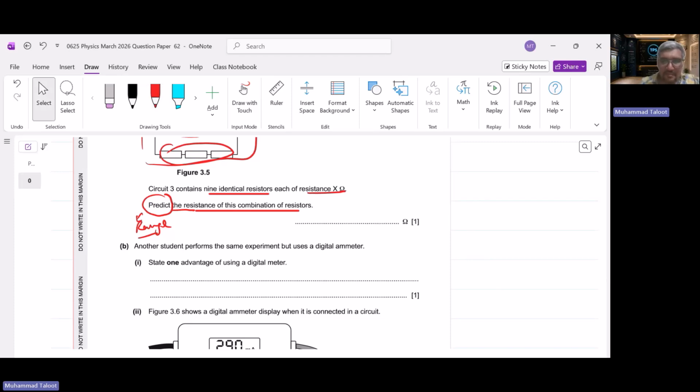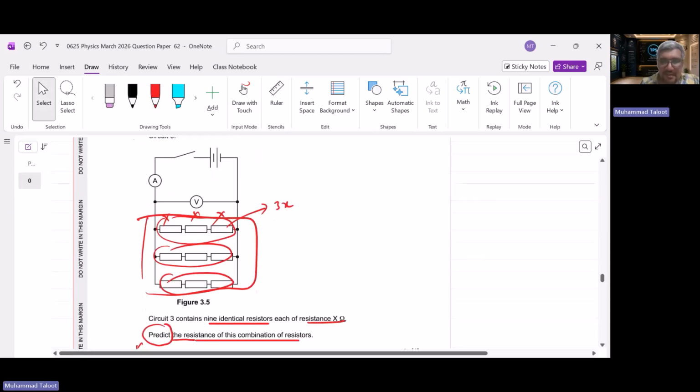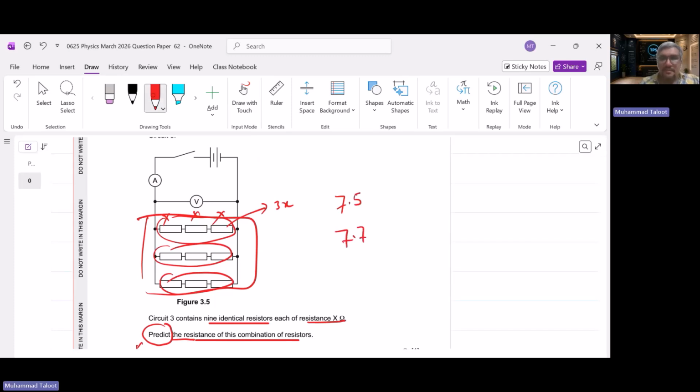For prediction, go back. You see initially we got 7.5, then 7.7 when circuit 2 was used. In circuit 2, the 2 resistors are in series and 2 branches were parallel. Here, 3 resistors are in series and 3 branches are there. So obviously you can see little changes occurring. So obviously the value will also change, but it is going to be an increase.